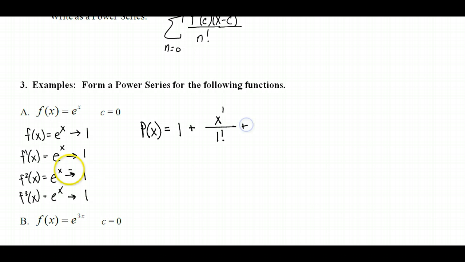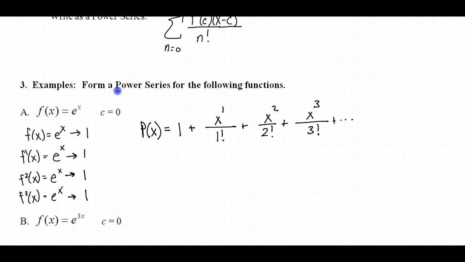Then when I go to my next term, which deals with my second derivative, again the coefficient is a 1, so I'm not going to write that in. Then it would be x minus my centering, which is 0, so it's just x, squared, divided by 2 factorial. I think some of you probably remember this polynomial. It's a pretty nice one, and we know that these terms would just continue.